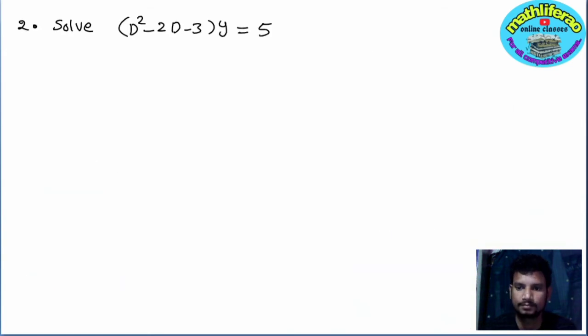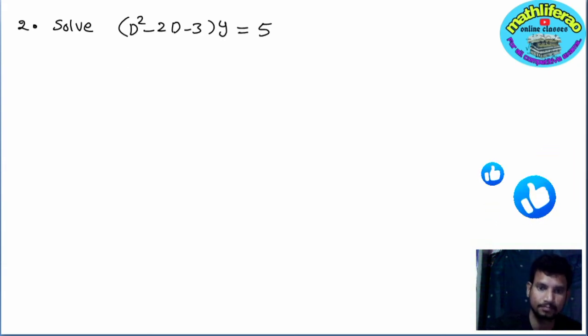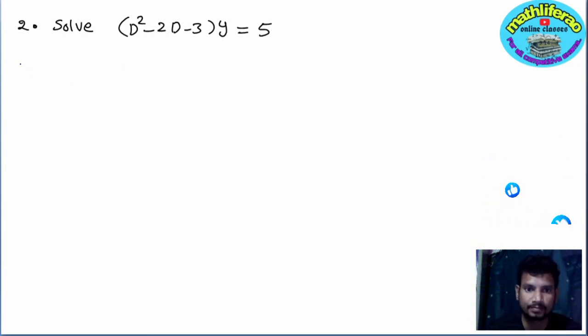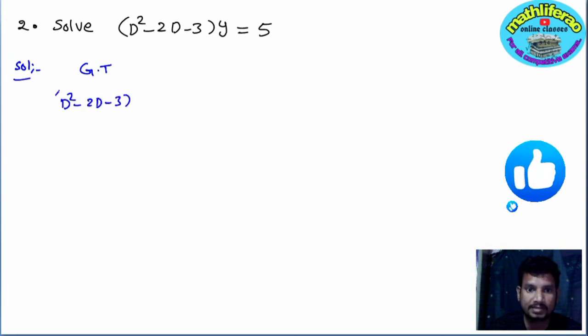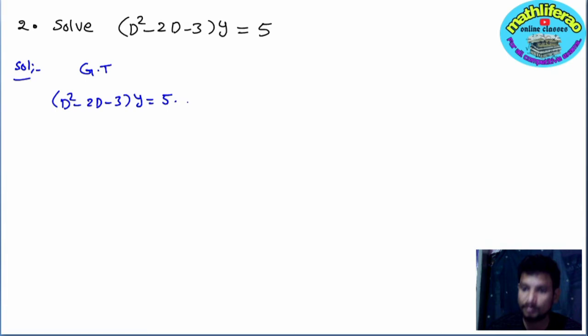Okay. So here second one, solve d square minus 2d minus 3 of y equal to 5. So only the constant term is there, we don't have any e to the power values. So when there are no e to the power values, what we should take is e power 0x. Here, solution given that, d square minus 2d minus 3 into y equal to 5 into e to the power 0x. Okay, so this is the equation number 1.